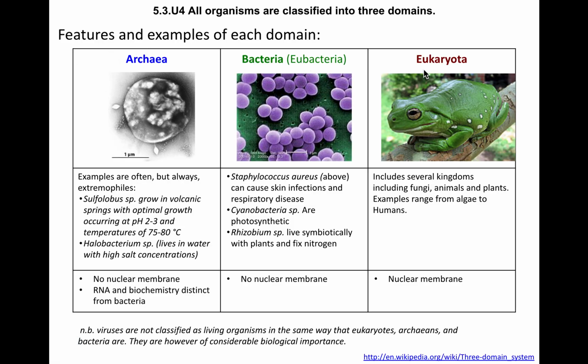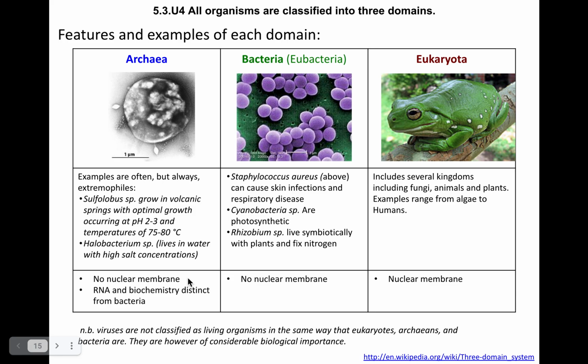So when we look at the three groups, we have the Archaea prokaryotes domain, which is basically extreme ancient bacteria that still live today, but they can handle things from when the Earth's atmosphere and environment was very different. So extremely hot springs, for example, or extremely toxic or acidic pHs, or very high salt concentrations. So these are two species here. For example, the Sulfolobus species grow in volcanic springs with optimal growth occurring at a pH of 2 to 3 and temperatures of 75 to 80 degrees Celsius. So they can handle extremely hot temperatures in very acidic environments.